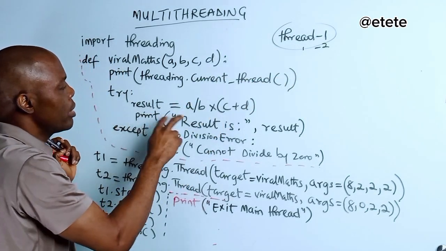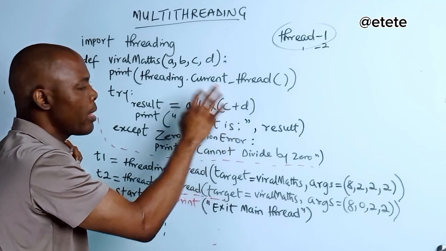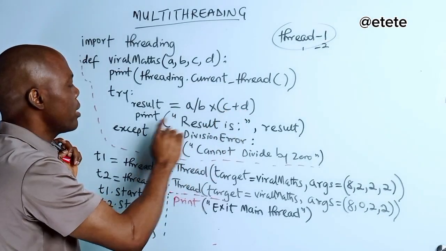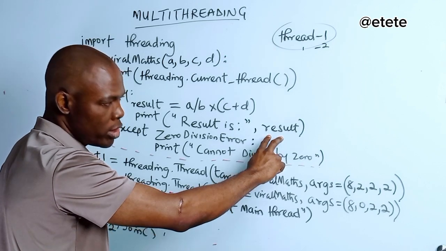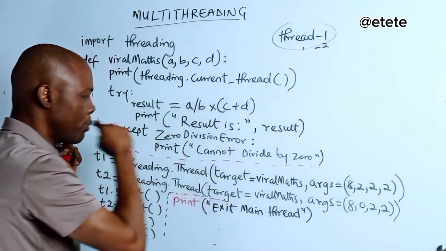Then it will go in. It will carry out this arithmetic. Everything is fine. There is no error. Then it will print out the result is what? 16.0. That is what it will print out.